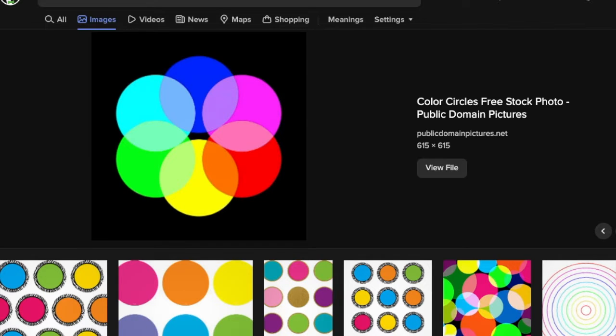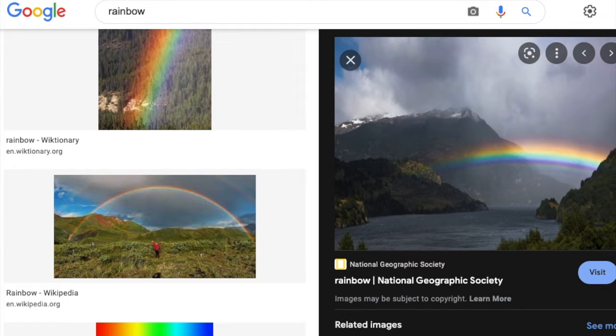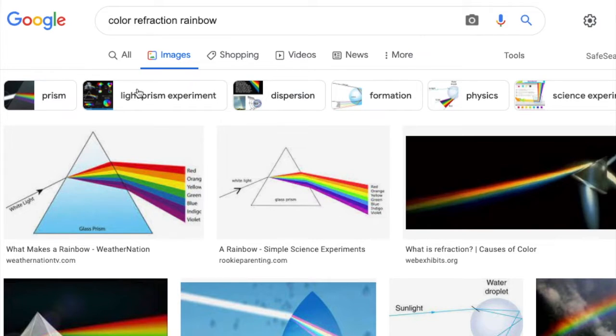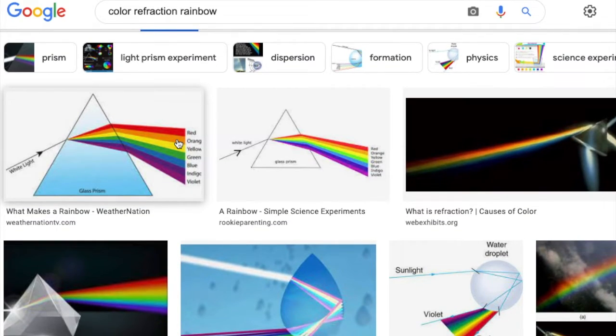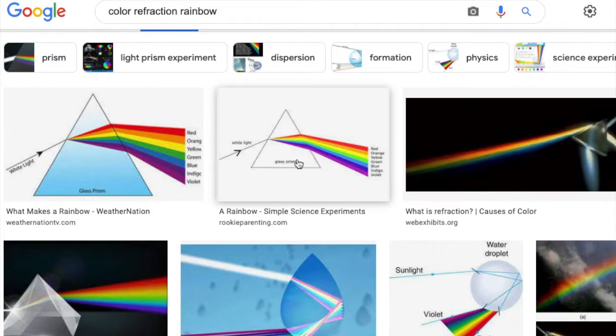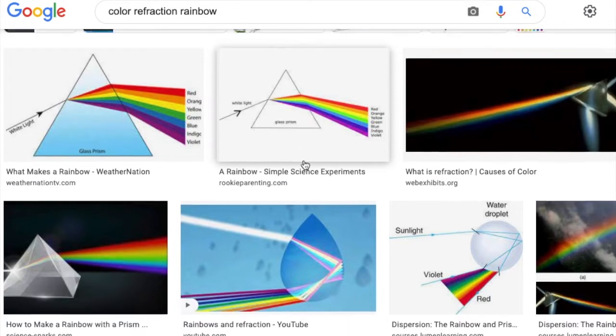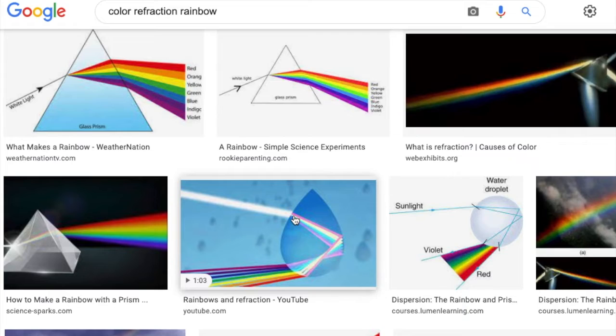Another interesting one, a rainbow. Why does a rainbow form, and why is it spread into the different color spectrum? What happens is the sunlight, which is all of the different color spectrum combined, the white light, will hit either a prism, which has regular triangles in it, or a water droplet. And what happens is called refraction. It bends the light, and in bending the light, it spreads them out into the different frequencies of red, orange, yellow, green, blue, indigo, and violet.